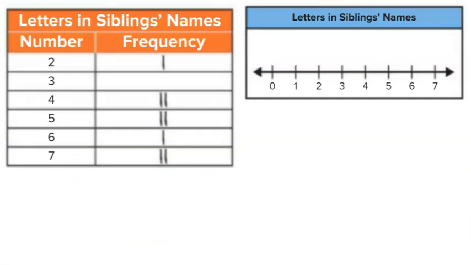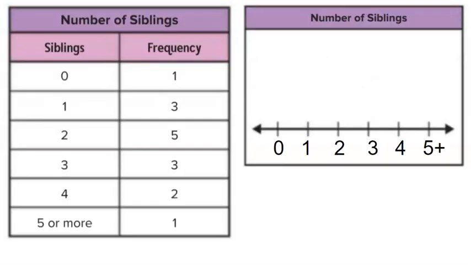On this table and line plot, they're showing the number of people who have siblings with a certain number of letters in their name. So only one person has a sibling that has 2 letters in their name. Nobody has a sibling with 3 letters. 2 people have a sibling with 4. 2 people have a sibling with 5. 1 person has a sibling with 6, and 2 people have a sibling with 7.